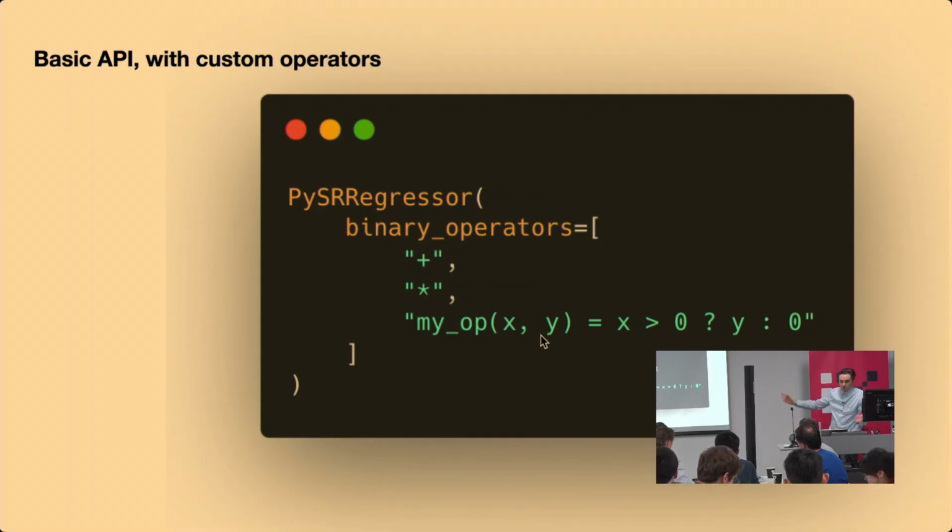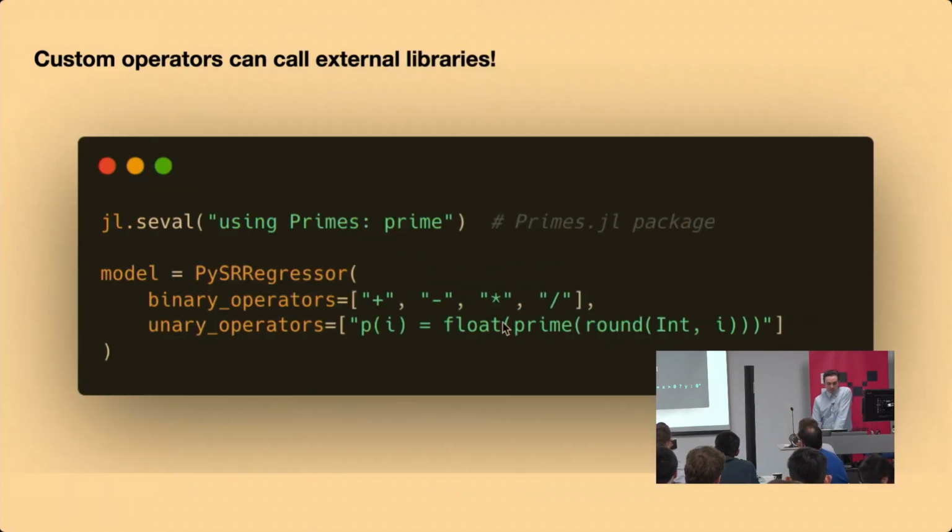If you don't know how to use Julia, just ask ChatGPT. Like, I want to put this Python into PySR as an operator. Write me the Julia version. And it does a pretty good job. A nice part about this is that custom operators, they can call external libraries. So if I have this primes.jl package that defines a mapping from integer to prime using a sequence, I can just call that in my operator, right?